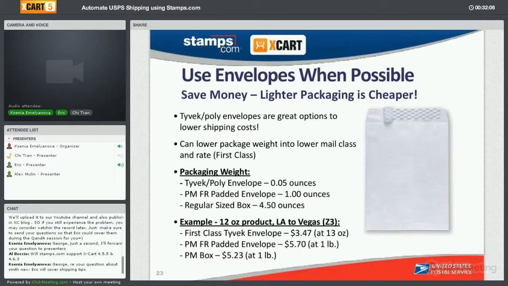First-class package service is the best deal in all of shipping. If you're unfamiliar with it, it goes up to 13 ounces, and the pricing is very, very cheap. You can see some examples here.